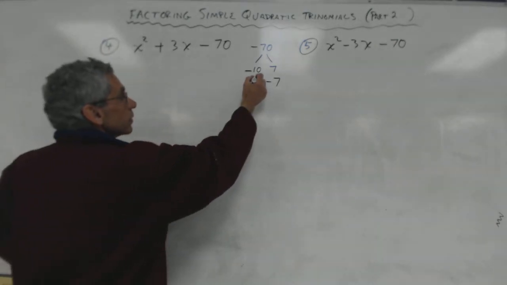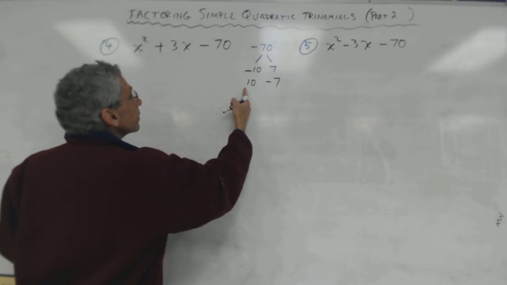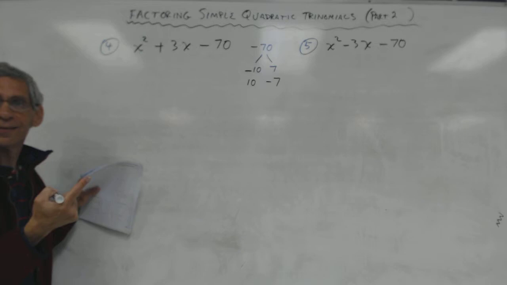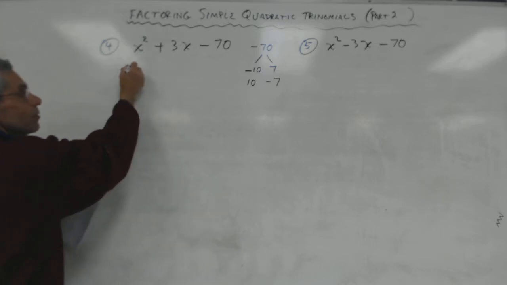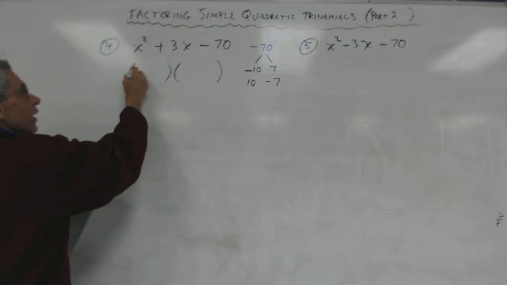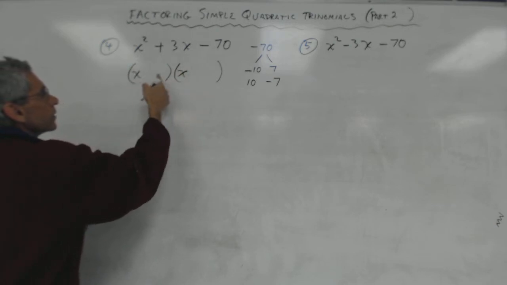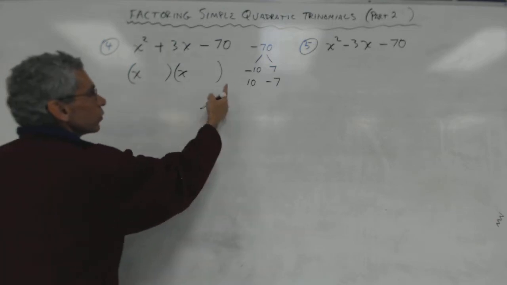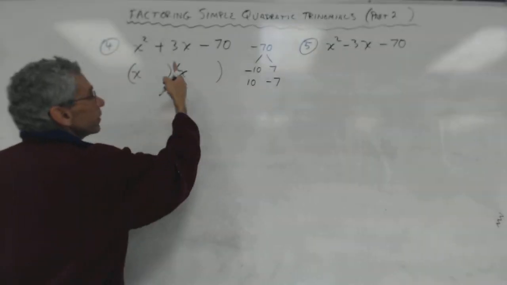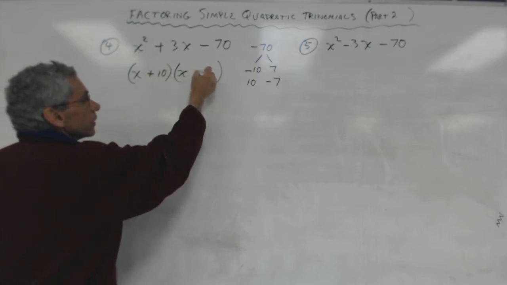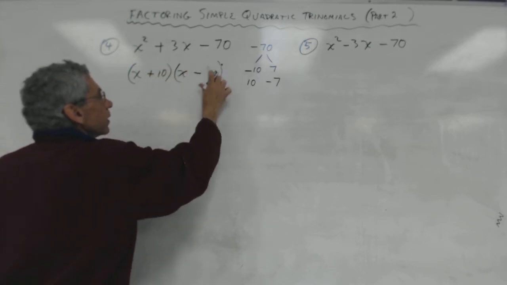Well, the bottom one. What's 10 minus 7? It's 3. So immediately, this is a simple quadratic trinomial. I've got my x and my x, because x times x is equal to x squared. And so the answer to this one would be this one, right? So plus 10, minus 7.